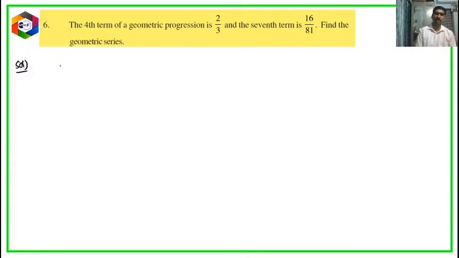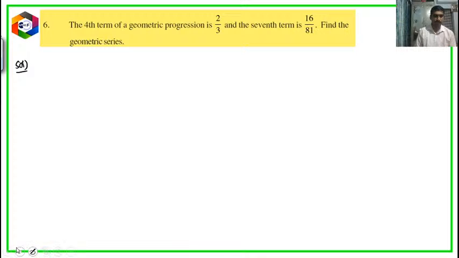Yes, it is a simple question. Sometimes they give it for 4 marks, but sometimes they may give it for 2 also. So the fourth term of the geometric progression is 2 by 3, and the seventh term is also given. Yes, no problem. We can leave it like that also. Even if you leave it like that, the answer will be correct, and they used to give full marks also. Here the fourth term is given as 2 by 3 and the seventh term is 16 by 81.